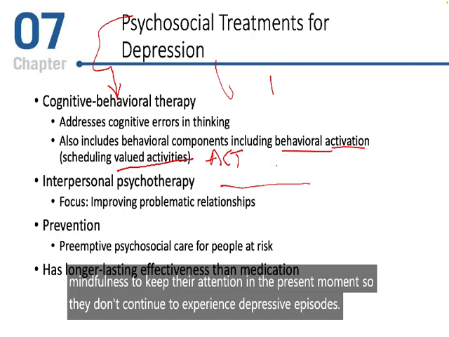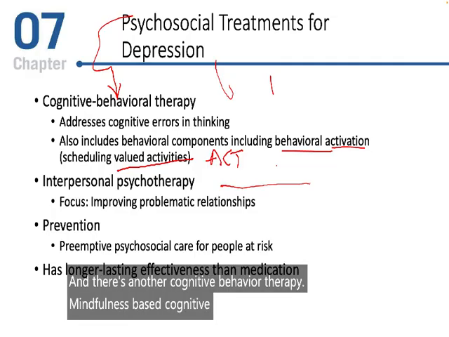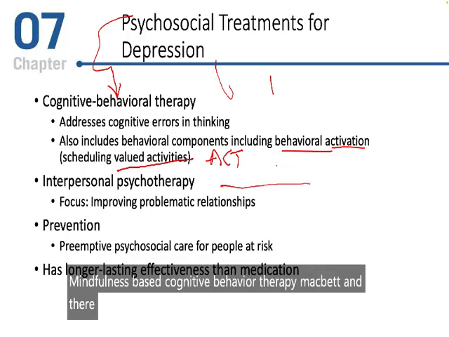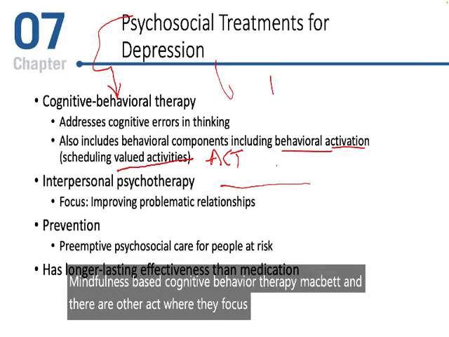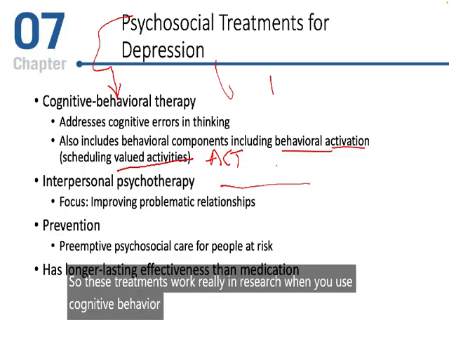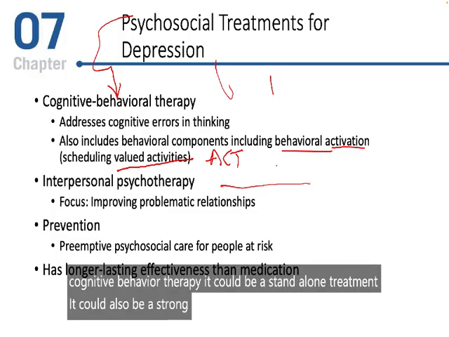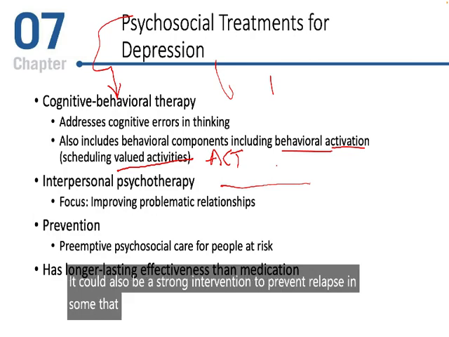And there's another cognitive behavior therapy, mindfulness-based cognitive behavior therapy, MCBT, and there are others like ACT, where they focus on values and meaning. So these treatments work really well. And in research, they know when you use cognitive behavior therapy, it could be a standalone treatment. It could also be a strong intervention to prevent relapse. So in sum, when you think about treating depression, medication does help.